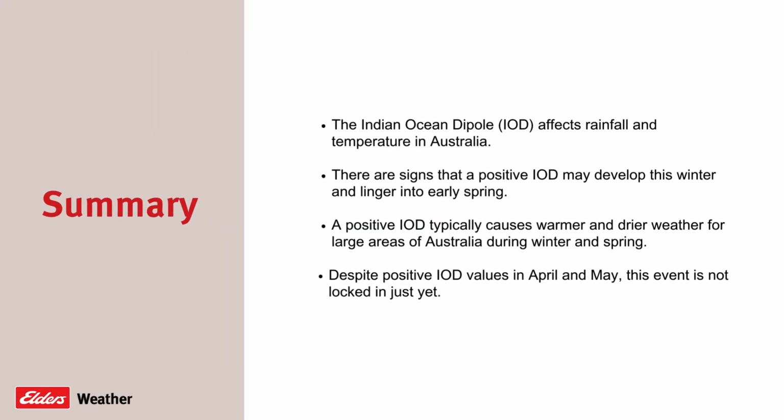So in summary, the Indian Ocean Dipole affects rainfall and temperatures in Australia, mainly during winter and spring, and there are signs that a positive Indian Ocean Dipole may develop this winter and then linger into the early part of spring. A positive Indian Ocean Dipole typically causes warmer and drier weather for large areas of Australia at this time of year, but while we are seeing early signs of a positive Indian Ocean Dipole emerging, this event is not locked in just yet.